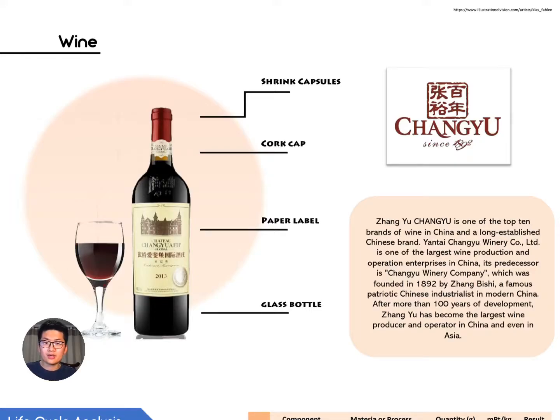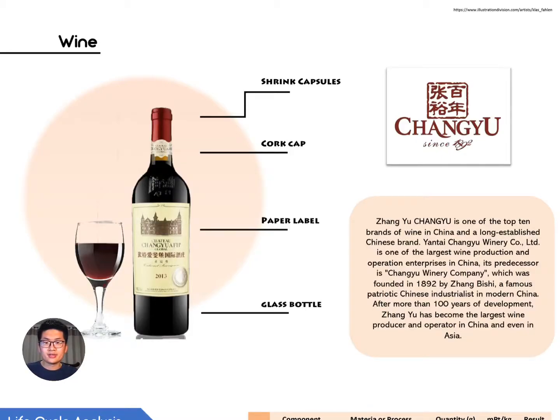First of all, I would like to introduce the wine brand we have chosen. Founded in 1892, Zhangyu Wine is now one of the largest wine production and operation enterprises in China. After more than 1,000 years of development, its wine products have gained a high reputation and are sold worldwide.